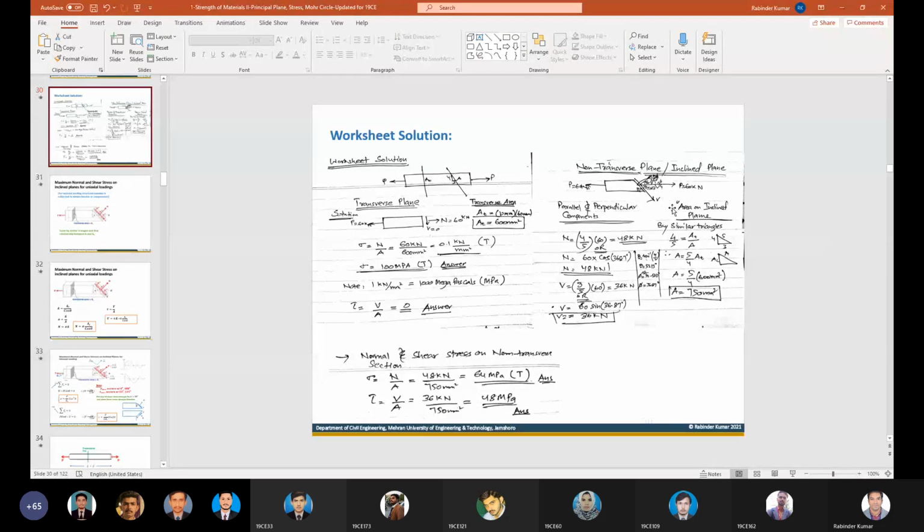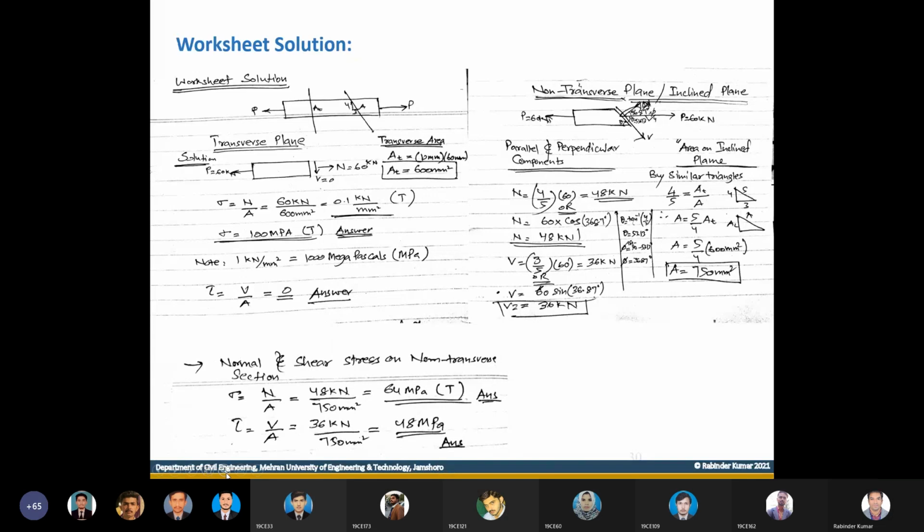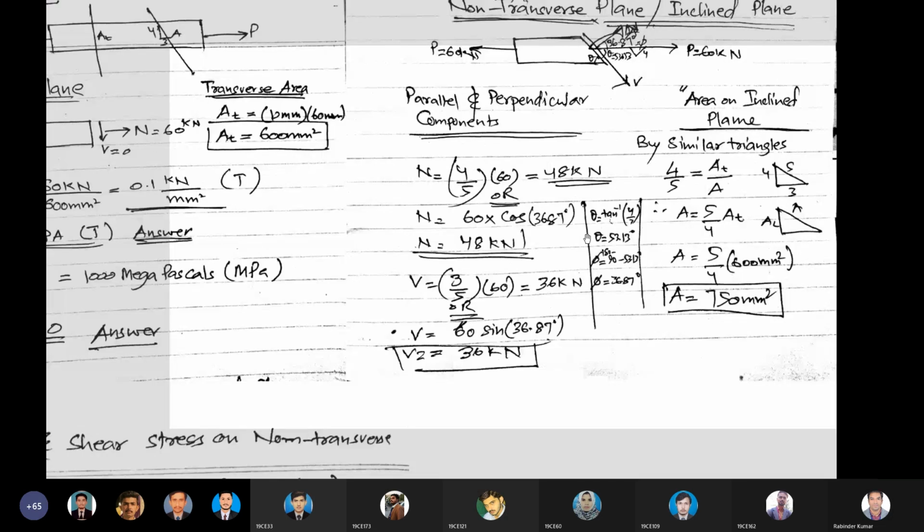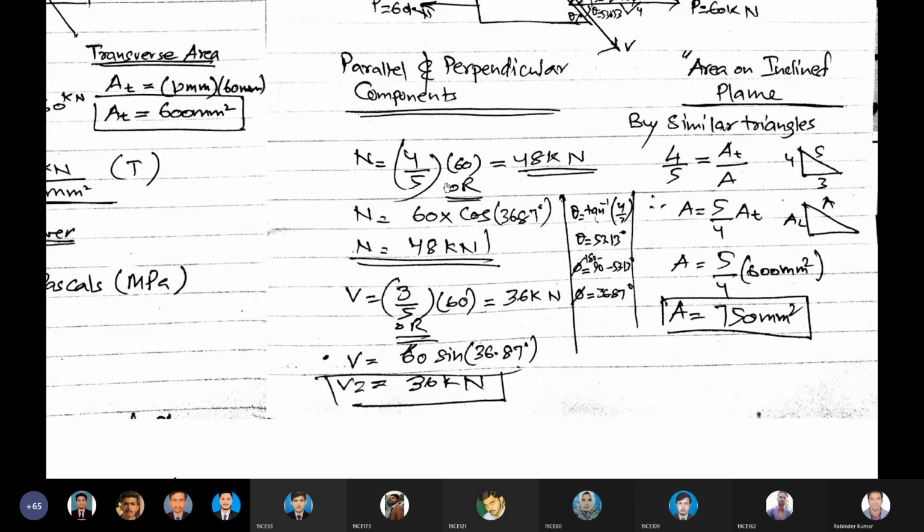It's easy. You just need to find the normal and shear force divided with area, and that's it. Since the forces are not perpendicular, they are at certain angle. So what we have to do, we need to resolve it either by sin theta or cos theta. So see, if you look at this example, I have solved this question with two methods. Okay, similar triangle method or the trigonometric method. So if you see, similar triangle method is bit easy.